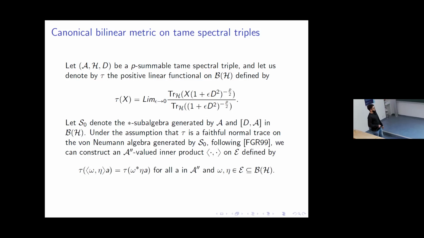Assume that tau is a faithful normal trace on the von Neumann algebra generated by S naught. Then, by a construction from long back by Fröhlich, Grandjean, Recknagel, we can construct a double commutant valued inner product on E. This is characterized by tau of inner product of omega, eta times A is tau of omega star eta A. This product makes sense in B(H). And if we define it for all A in the double commutant, this gives us a well-defined inner product.